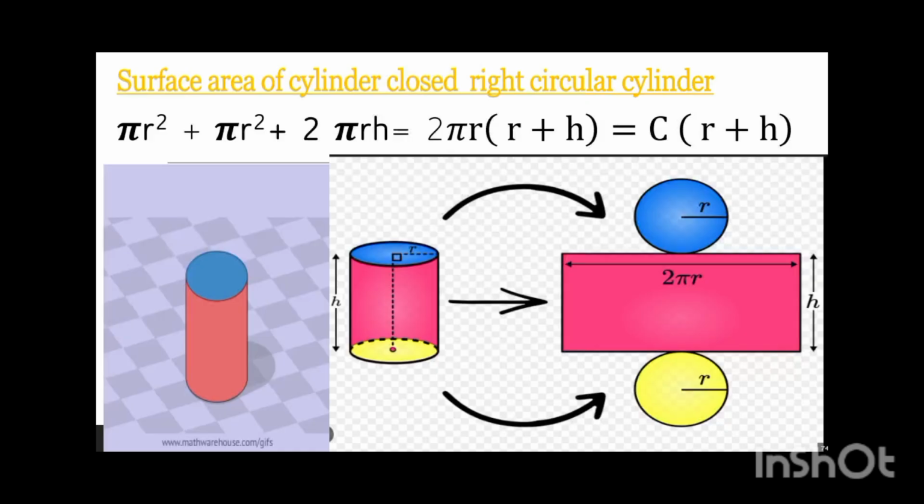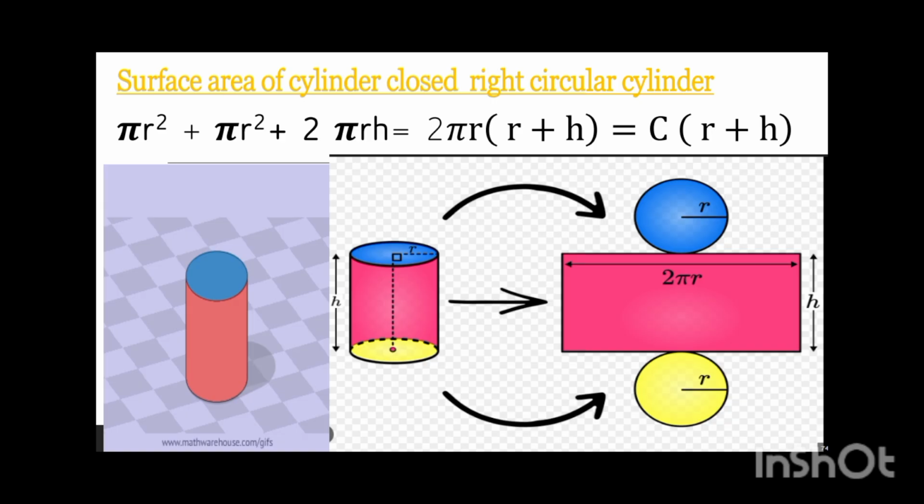Now here if you look at this cylinder, this is how the cylinder looks. It has two bases, the upper base, the top base, and the lower base. Both of them are circular bases. So the area of a circle is pi r square. If one base is pi r square, then the other is also going to be pi r square. So we add pi r square with pi r square, and that is going to give us 2 pi r square, plus 2 pi r h.